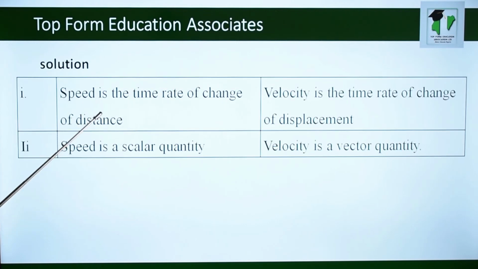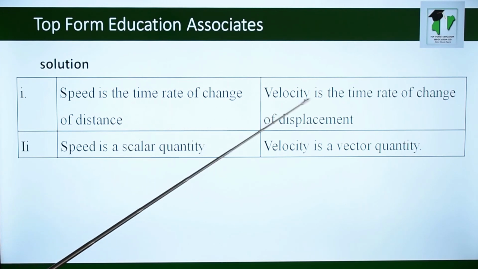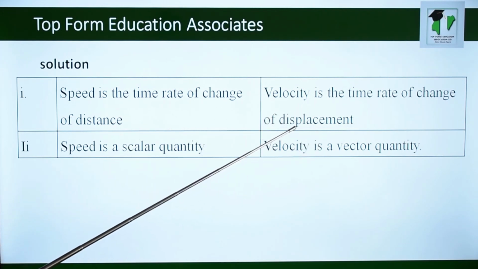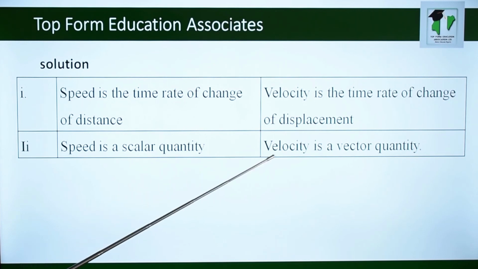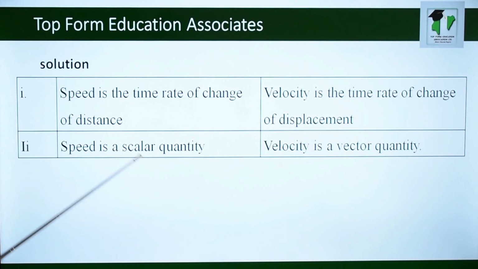Now, solution to number 1, you're asked to give two differences between speed and velocity. The first one, speed is the time rate of change of distance, while velocity is the time rate of change of displacement. We're using definition here to differentiate them. Speed is a scalar quantity, while velocity is a vector quantity. If that is what you've written down, you can mark good for yourself.